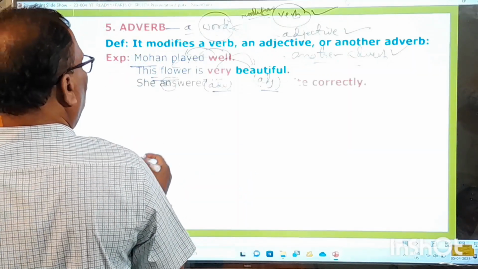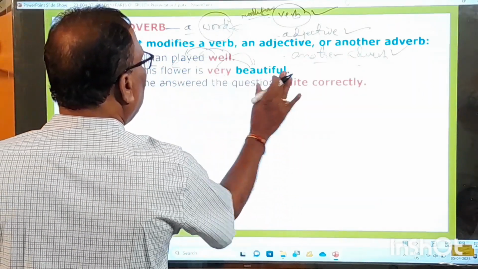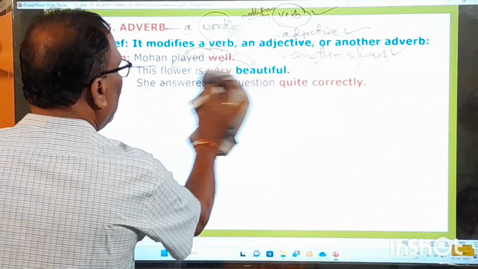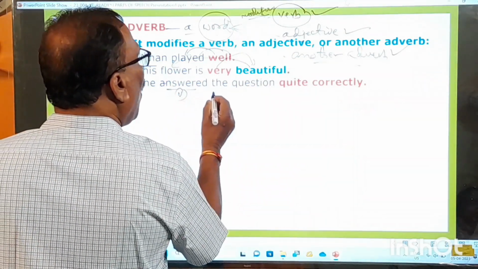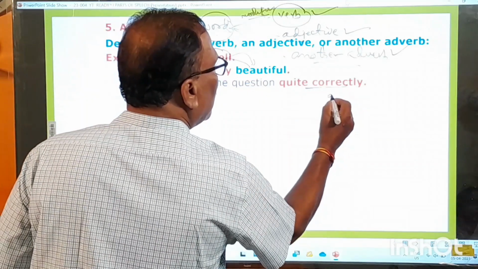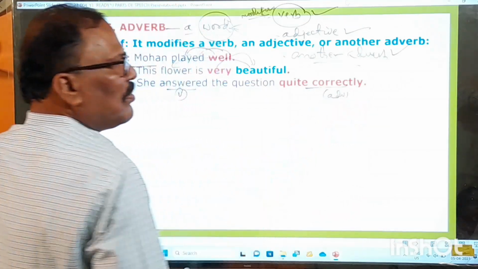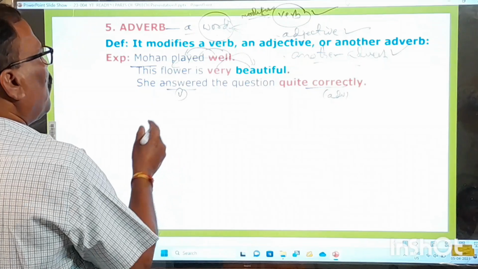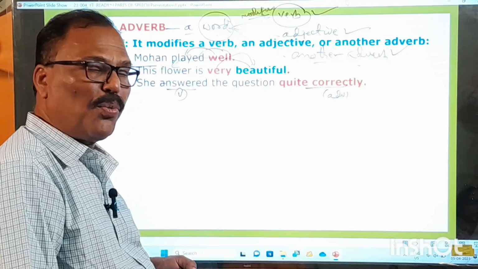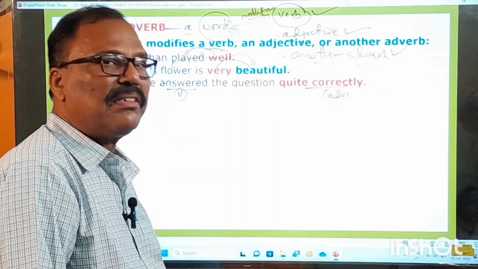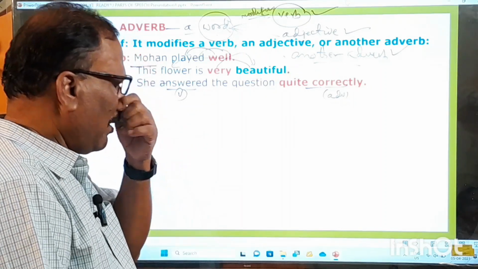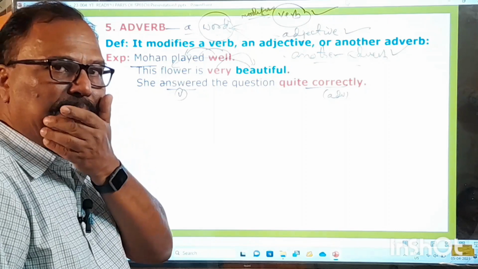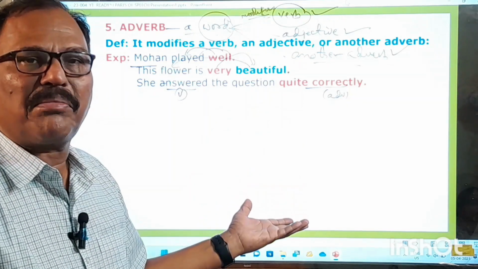And third example I would like to give: she answered the question quite correctly. She answered. This is the verb. How? Correctly. It's an adverb. If you question the verb with how, when, where, you get some answer. That answer is nothing but an adverb.